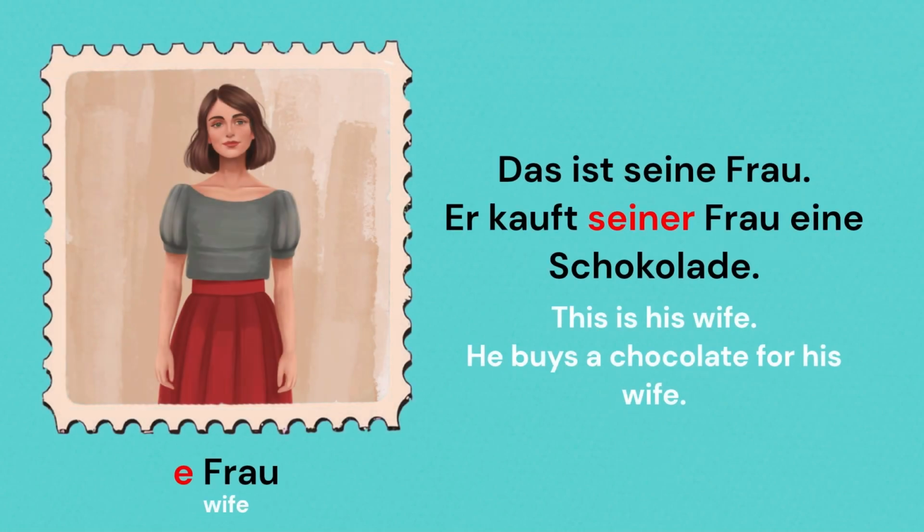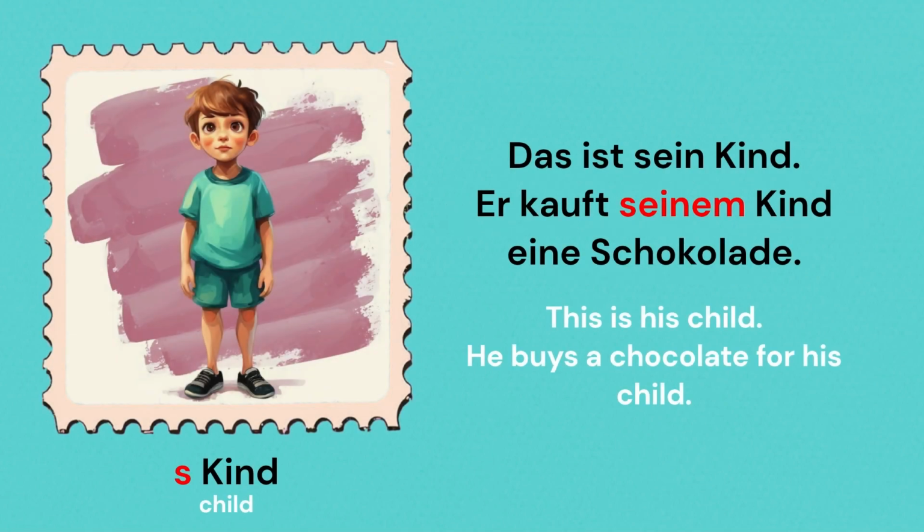Das ist seine Frau. Kauft seiner Frau eine Schokolade. Since the article for Frau is die, you use seiner for dative object. Das ist sein Kind. Kauft seinem Kind eine Schokolade. Here also we use seinem because the article for Kind is das, and in Dativ it changes to seinem.